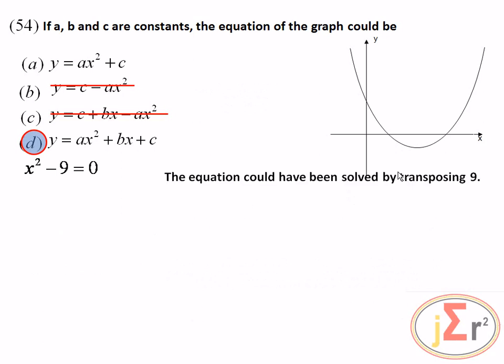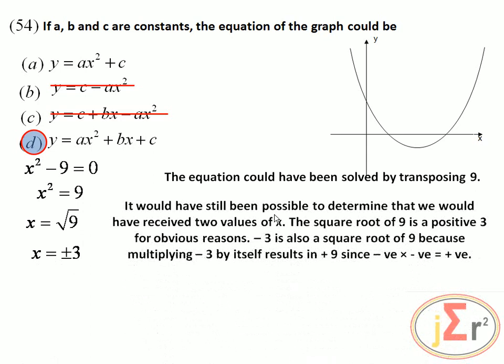The equation could have been solved by transposing 9. Negative 9, positive 9 on the right-hand side, square root of 9, positive or negative 3. It would have still been possible to determine that we would have received two values for x. The square root of 9 is a positive 3 for obvious reasons. But let us take a look at negative 3. Negative 3 is also a square root of 9 because multiplying negative 3 by itself results in positive 9, since negative multiplied by negative is equal to positive.